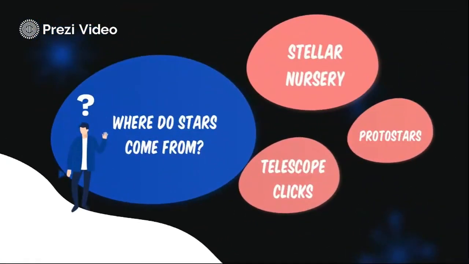Stellar evolution is the process by which a star changes over the course of time, depending on the mass of the star. It's a complex and fascinating process that spans millions of years. So let's start by asking, where do stars come from?